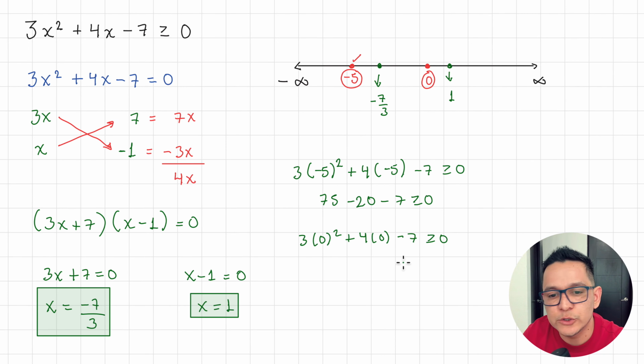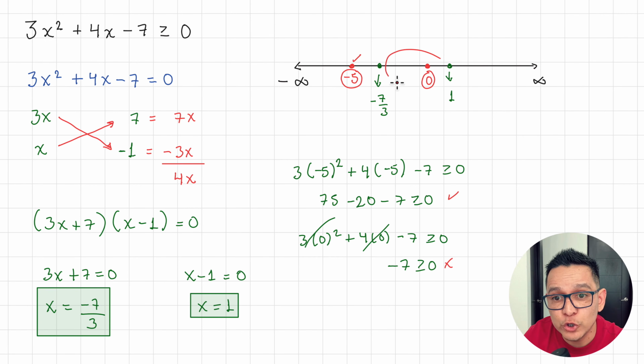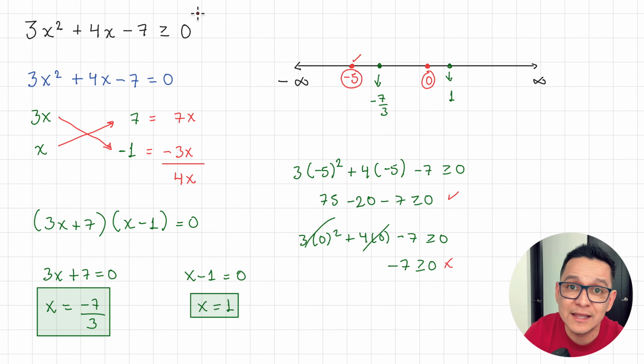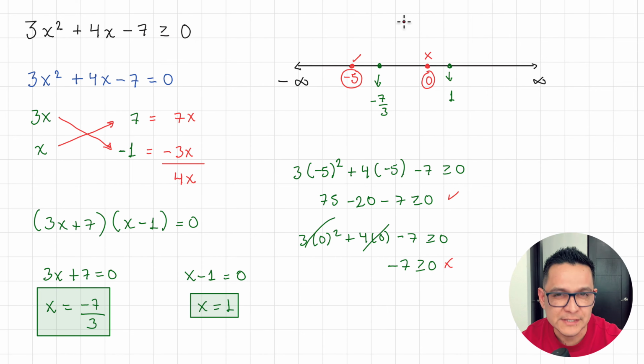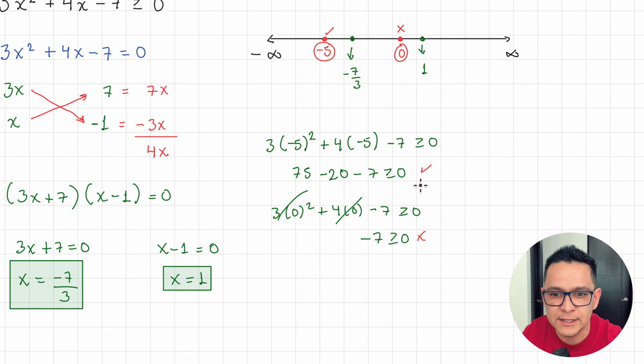Without doing the calculations, we realize that it's not, right? Why is that? Because this cancels out, this cancels out, and I'm only left with negative 7, and negative 7 is not greater than or equal to 0. So let's see. This one was true. This one is not true. So what does that mean? That for the entire interval between negative 7 over 3 and 1, the inequality is not satisfied. Are you following me with that? Because what comes next is pretty simple, right? It would just be pretty repetitive. So let me just move this a little bit so it still looks good.